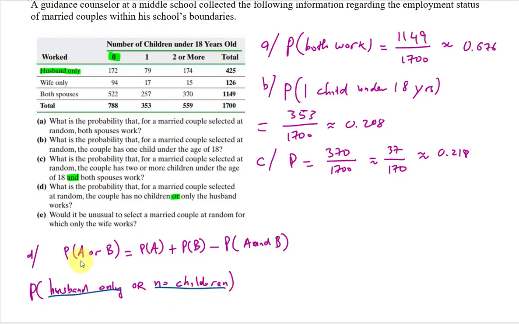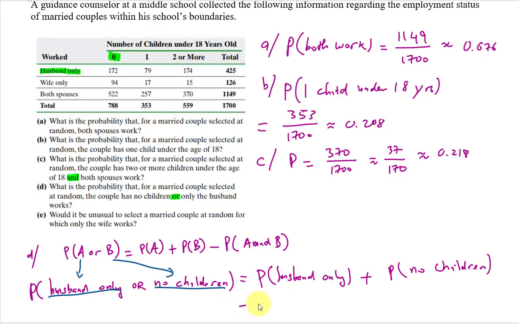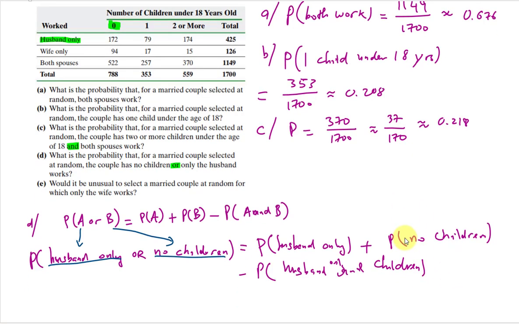You can think of this as A and this as B. So applying the rule, we are going to get P of husband only, plus P of B, or P of no children, and then we subtract P of husband only and no children. So pay attention carefully here.